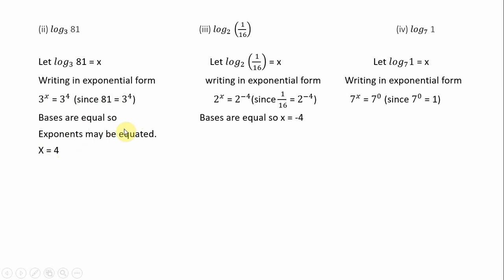You can write that x is equal to 4. Now coming to the next one, log 1 by 16 base 2. This is the sum given to you. So whatever is given to you, as usual you'll be taking it as x. So log 1 by 16 base 2 is equal to x, and writing it in exponential form, 2 to the power x. This is your base, this is your value and this is your exponent. So you'll be taking it as 2 to the power x is equal to 1 by 16.